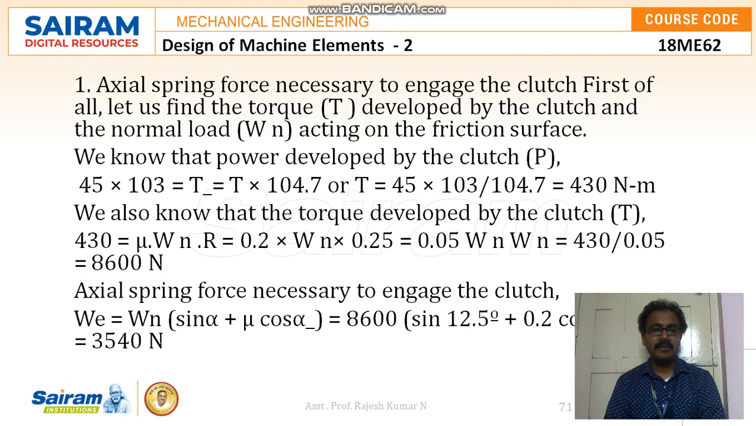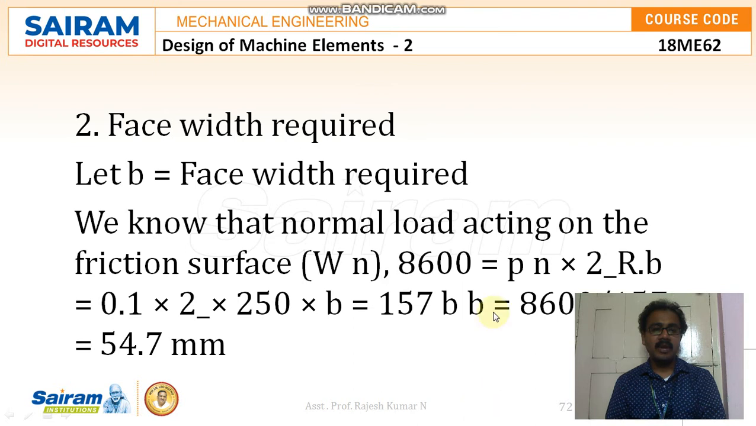Simple calculation. We also know that the torque developed by the clutch T, that is 430, is equal to μ W_n R. Here W_n will be the unknown, so I get the value of W_n as 8600 Newton. The axial spring force necessary to engage the clutch is W_n (sin α + μ cos α). Substituting the α value 12.5 degree, I get the axial spring force as 3540 Newton.